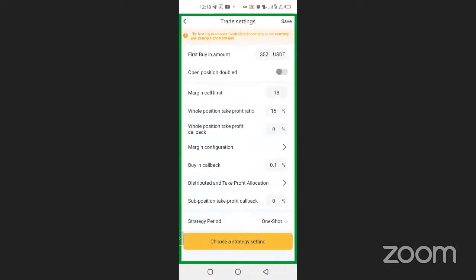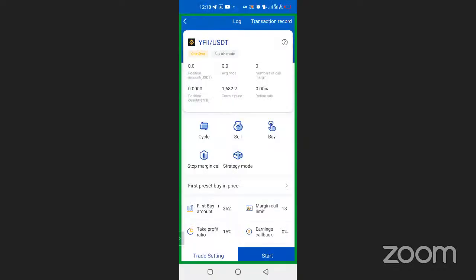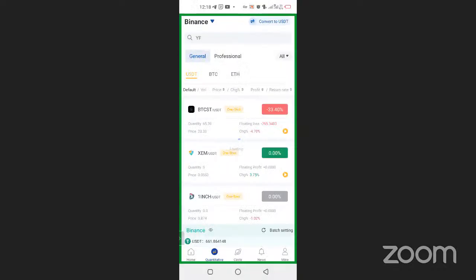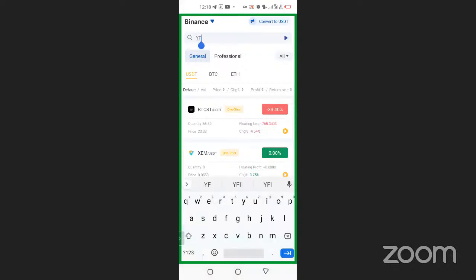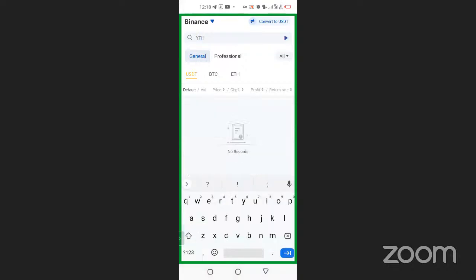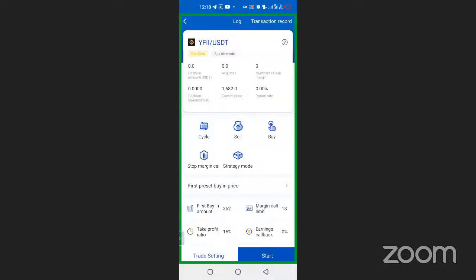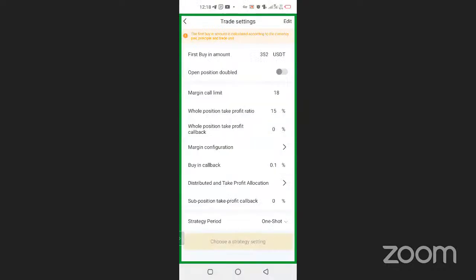Now look at, this is where people lose out. Let's go back to how much I have. Ladies and gentlemen, over 654 US dollars. Now, this is where people lose out. So I want to trade YFI. Okay, I pick up my trade. I ask myself, how much do I want to trade? How much do I want to use?